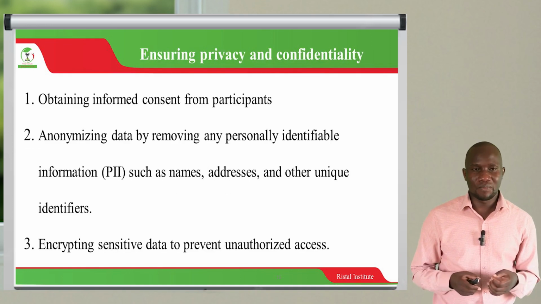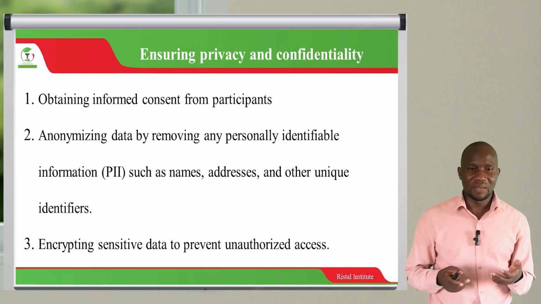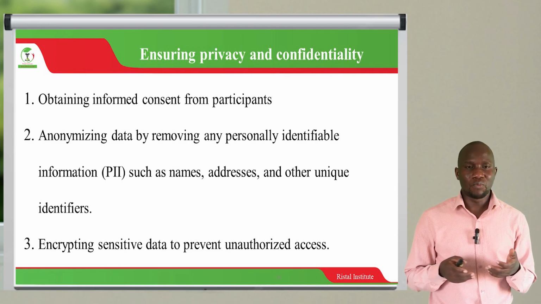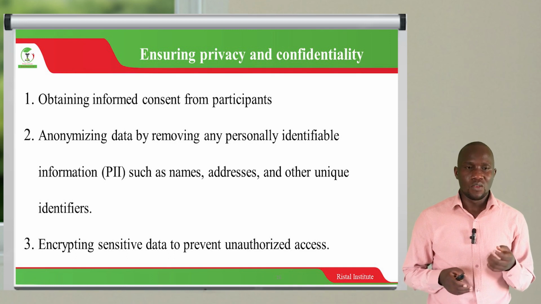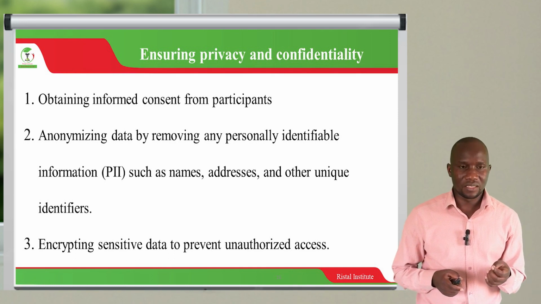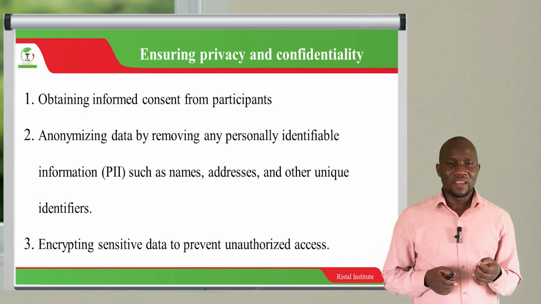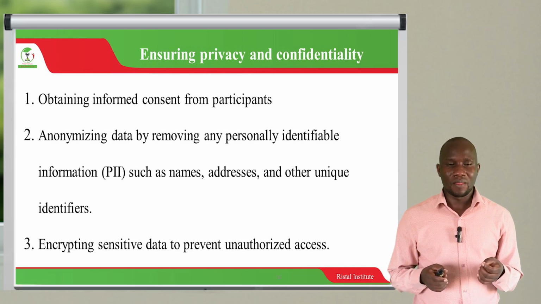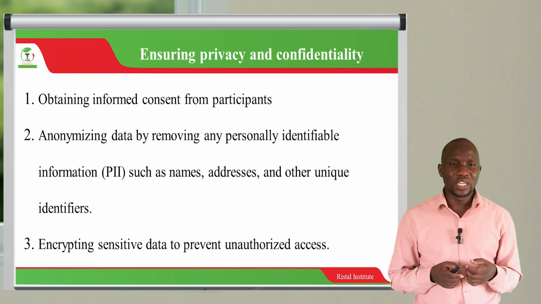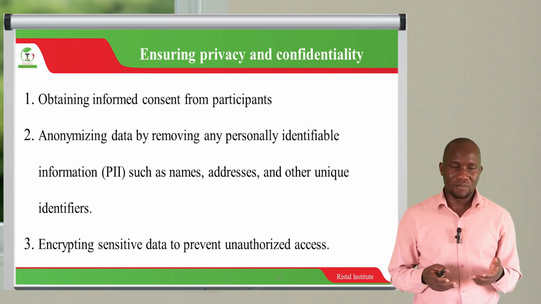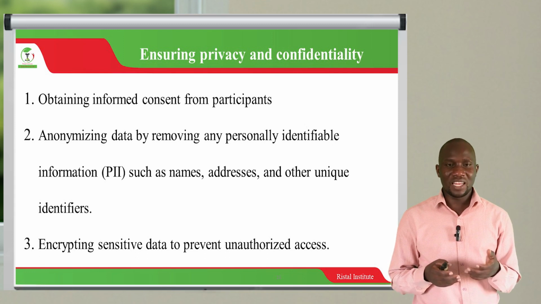So how do you ensure that privacy and confidentiality are maintained? When you're going to collect data or recruit people into a particular study, you need to obtain informed consent from them. This means that you inform them of the benefits and the risks and the potential harm that they may get. And then they make a voluntary decision whether to participate or even to withdraw their participation at any level of the study.